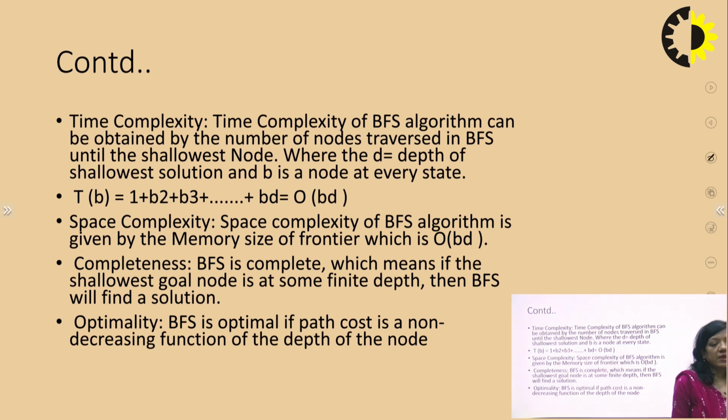Again, the space complexity of the BFS algorithm is given by the memory size of the frontier, which is again O(b^d). And completeness: as I told you earlier, BFS provides a complete solution, which means if the shallowest goal node is at some finite depth, then BFS will find a solution. And optimality: BFS is optimal if the path cost is a non-decreasing function of the depth of the node. So, this is all about BFS.